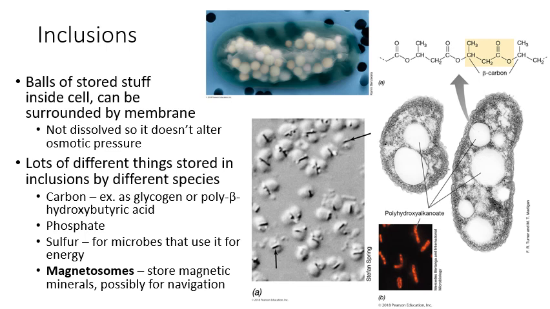Another special type of inclusion is a magnetosome. So in this image here, these are bacteria that have magnetosomes, and these little black lines are the actual magnetosomes. So they're storing different minerals in there that are all magnetic, and well, we're not exactly sure what it's for, to be honest, but it probably helps the cell navigate because it lets it basically act as a compass.